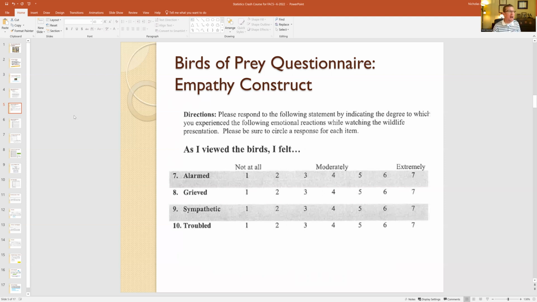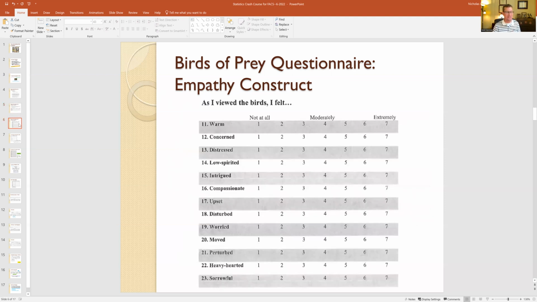Take a look at some of the other items that comprise those 17. Take a look at them. We're going to get back to this in just a bit, because if you look real carefully, some of these items are quite negative, where others are quite positive. Take a look at number 16, compassionate, is a lot more positive than number 17, which is upset. We're going to talk about what that means in terms of our scale in just a little bit, but I wanted you to see the scale.